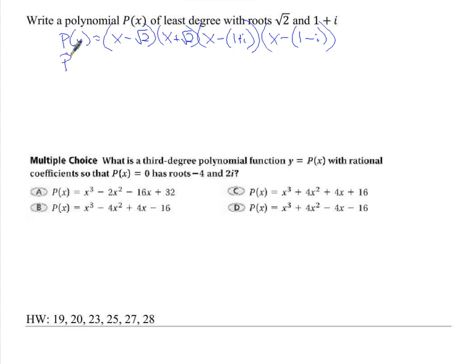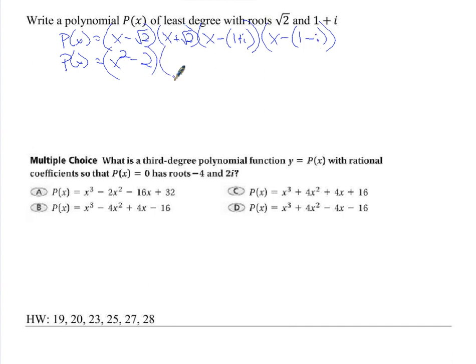So P of x equals, FOIL those first two. X squared, so it would be x times square root 2, which is positive root 2x, and then negative root 2x, those go away, and I'm left with negative root 2 times positive root 2, which is negative root 4, or negative root 2 squared, which is just negative 2. So that takes care of these two. Now let's simplify these guys.